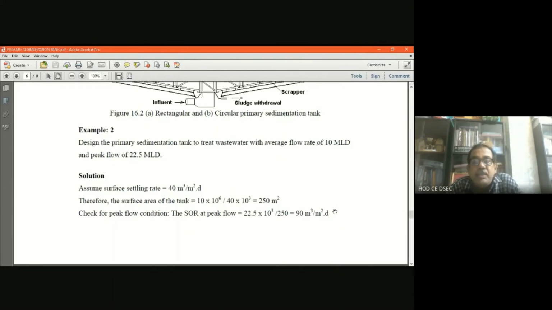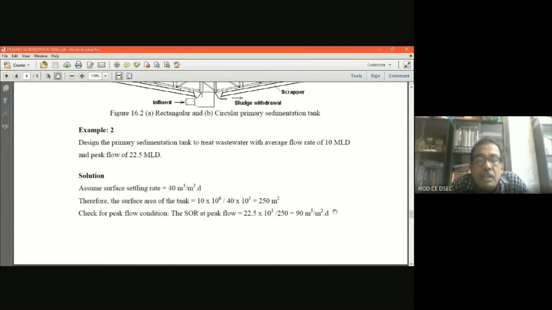The flow is given as 10,000 meter cube per day. Why? Because 10 million liter per day means 10 into 10 to the power 6 liters, which divided by 10 to the power 3 converts to meter cube per day. So 10 into 10 to the power 3 meter cube per day, that means 10 to the power 4 meter cube per day.